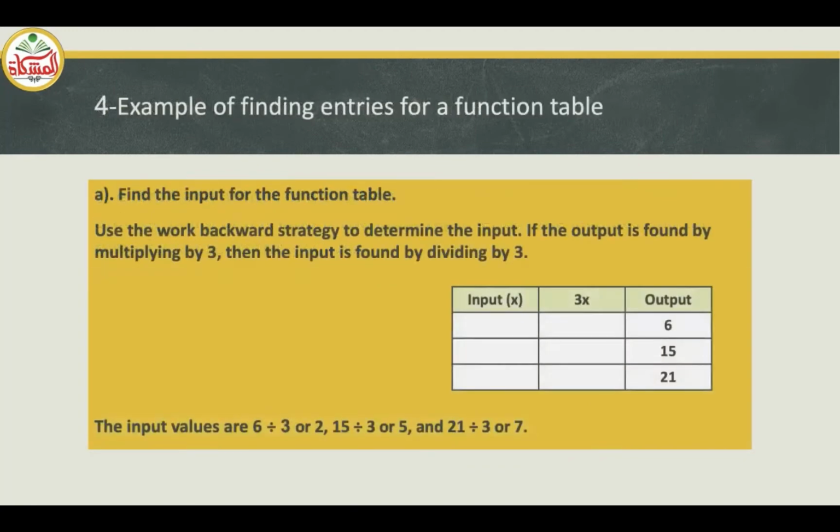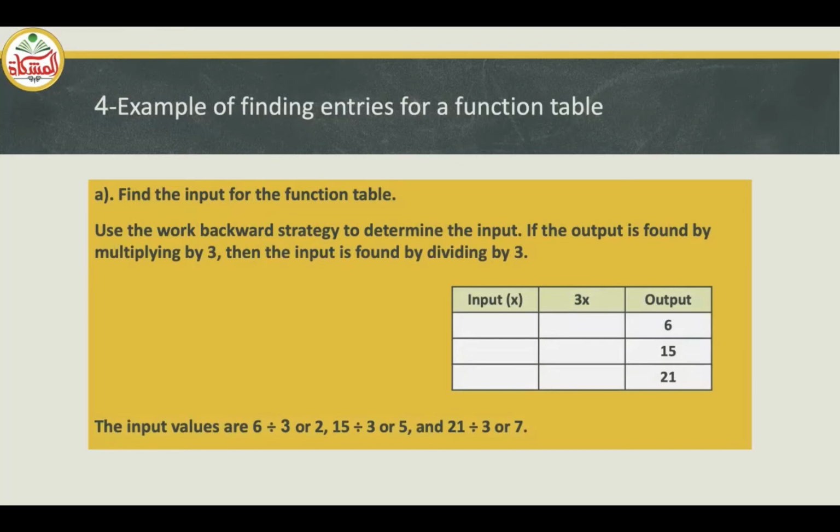Okay, for example, finding the input for a function table. Find the input for the function table. Use the work backward strategy to determine the input if the output is found by multiplying by 3. Then the input is found by dividing by 3.